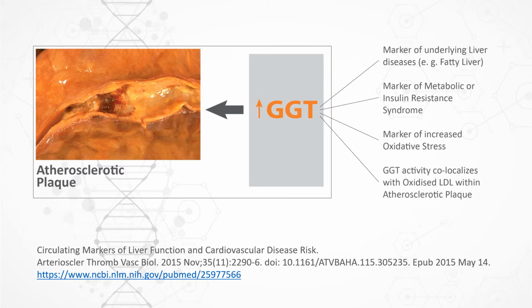We look at GGT, as I said, as a marker of underlying liver disease. It's a marker of insulin resistance. It's a marker of increased oxidative stress. And we know, as I stated, that GGT co-locates with oxidized LDL in those atherosclerotic plaques.